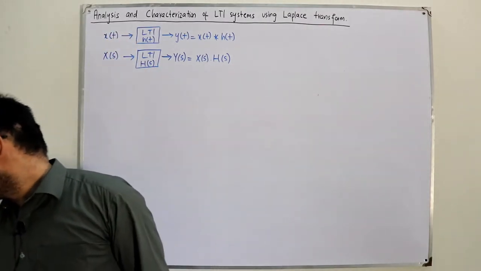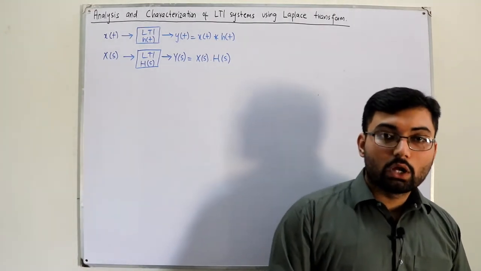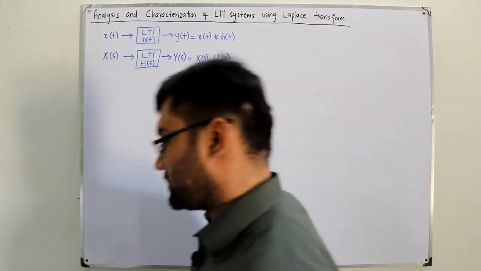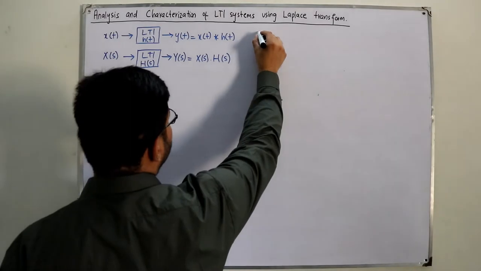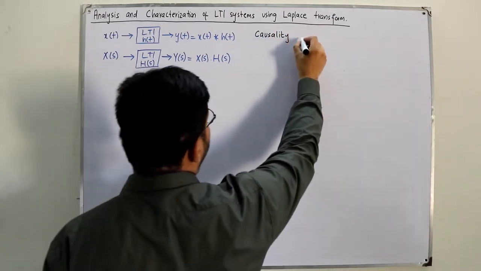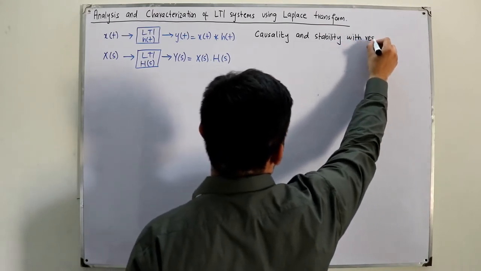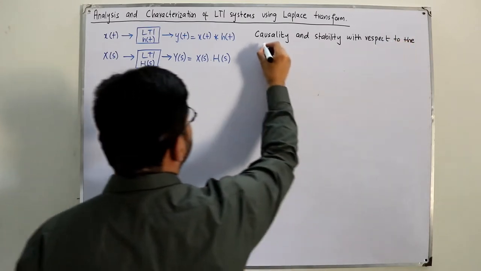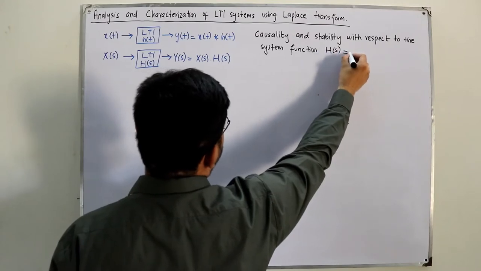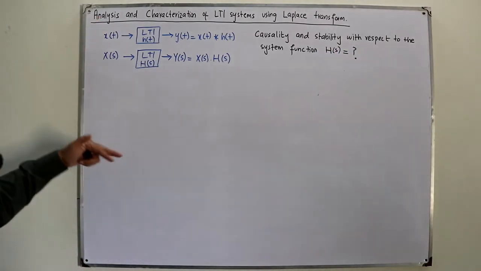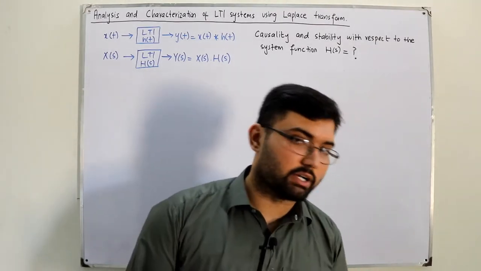Now I want to check the causality and stability of an LTI system with respect to the system function h of s. So I would write over here, the causality and stability with respect to the system function, that is h of s. The next discussion would be about the causality and stability, keeping in mind the ROC, the Laplace transform, the system function.